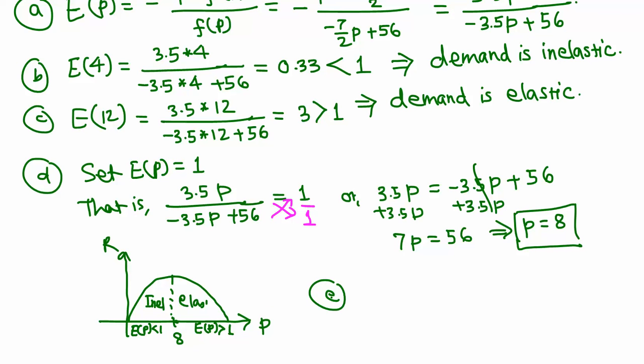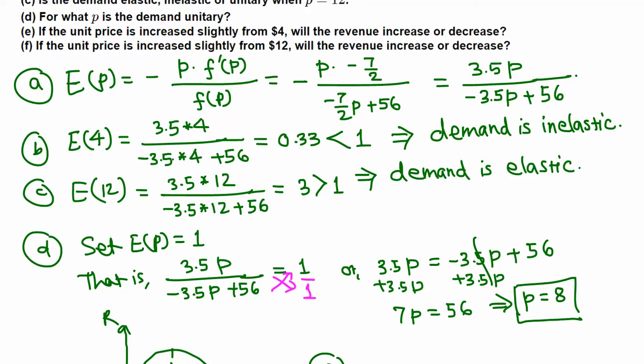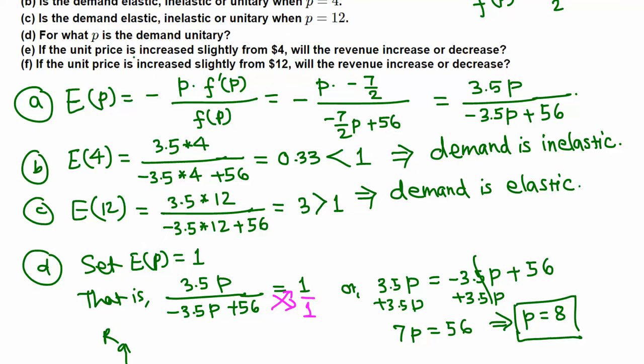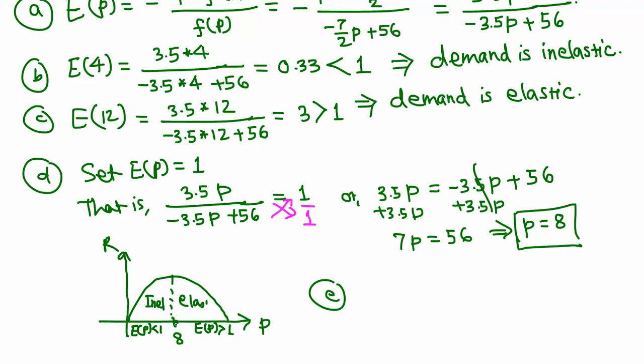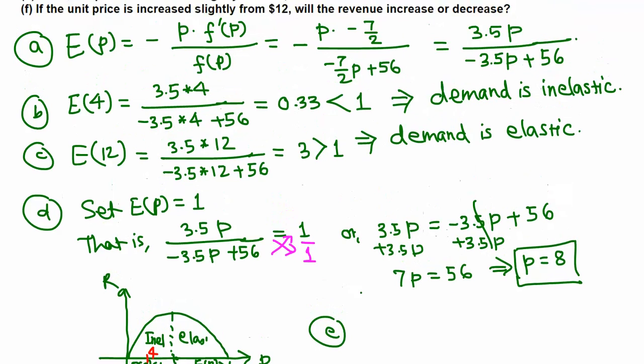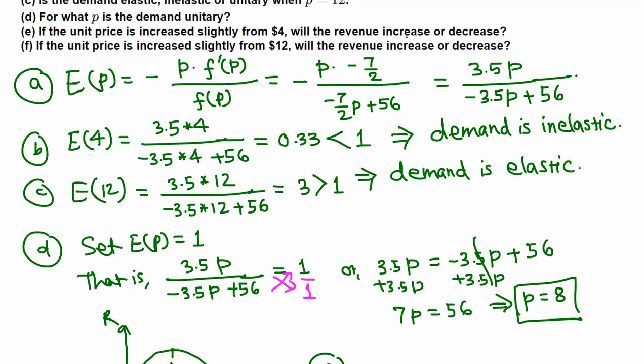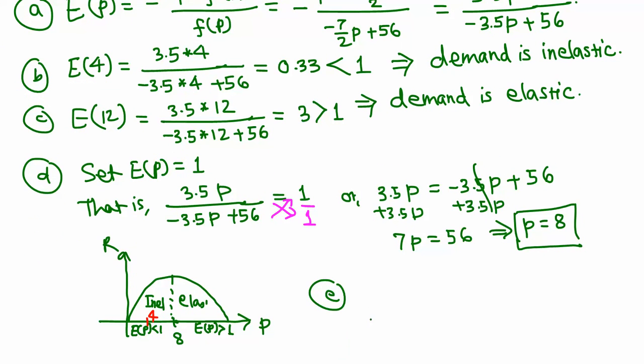Now to answer part E, if the unit price is increased slightly from 4, so here is 8, so 4 could be somewhere here, if the price is increased slightly from 4, then the revenue increases. So the answer is the revenue increases. Will the revenue increase or decrease? So that's increase.